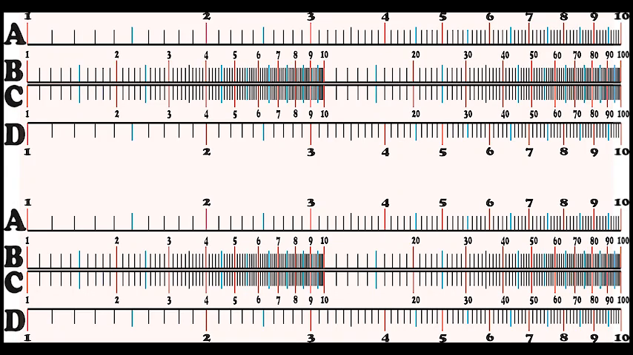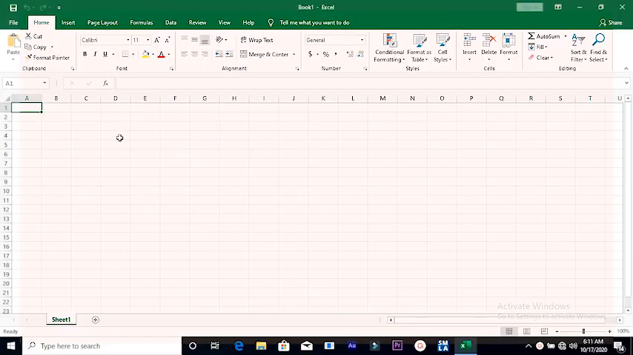A slide rule works on the principle of logs, so it uses logarithmic scales. As we already know, in logarithms, if we multiply two numbers, we find their logarithms, add the logarithms, and find the anti-log. So let's draw our logarithmic scale.